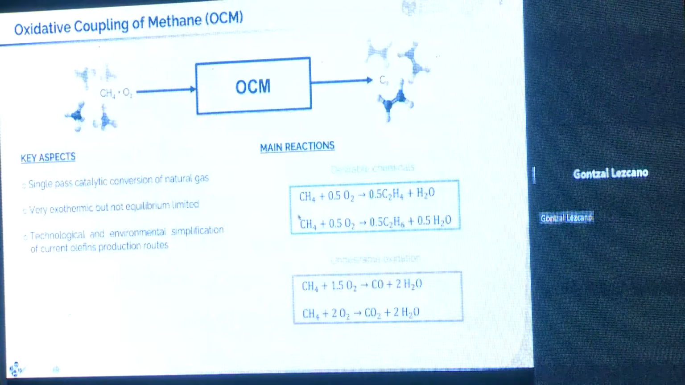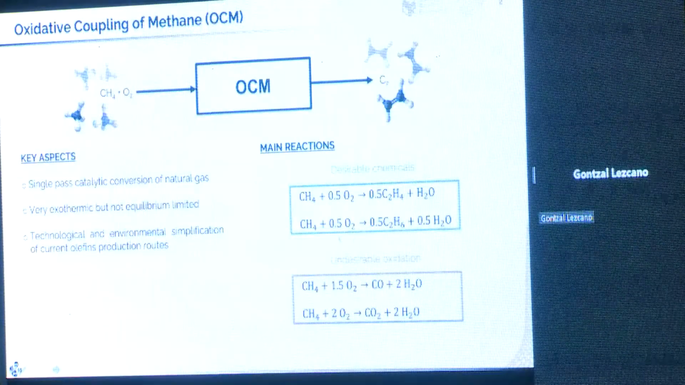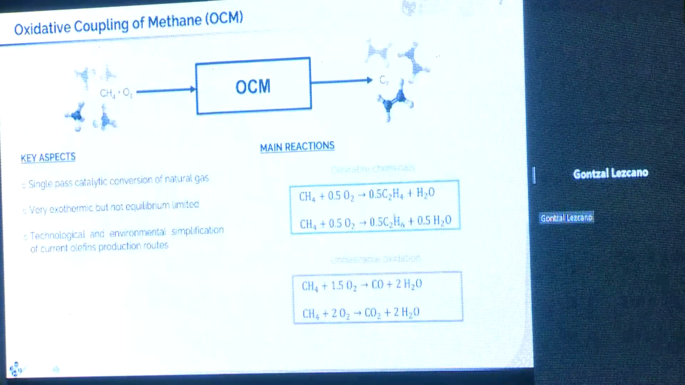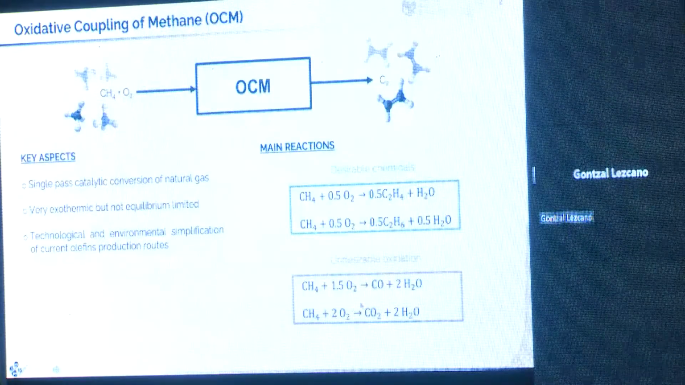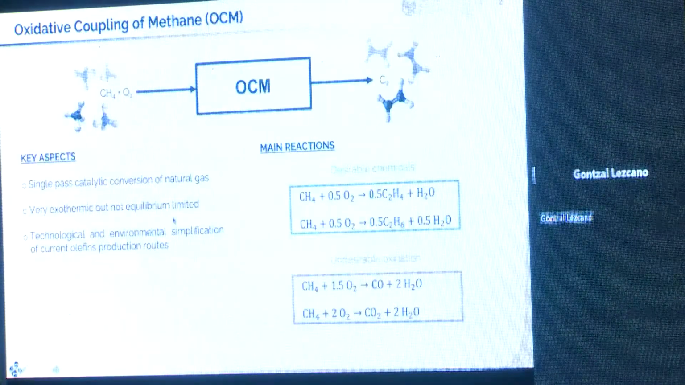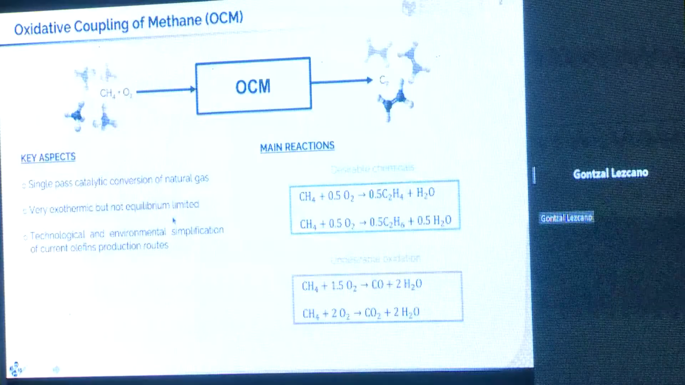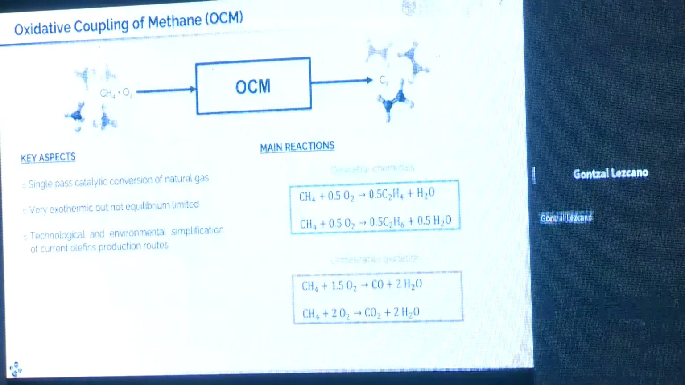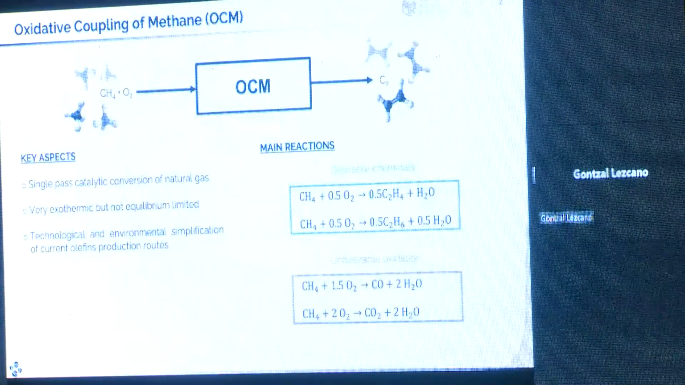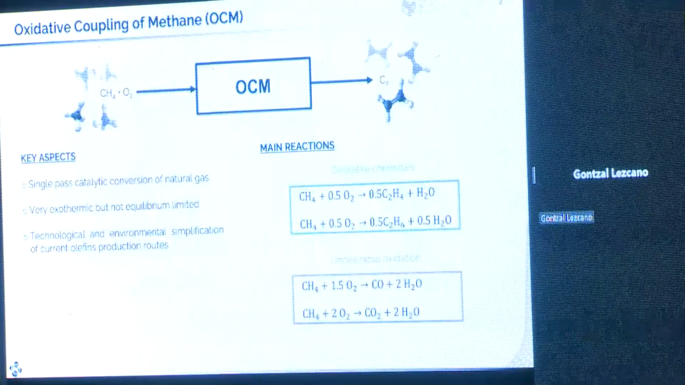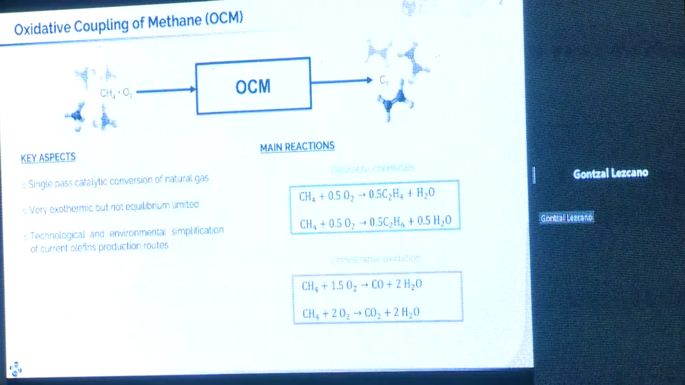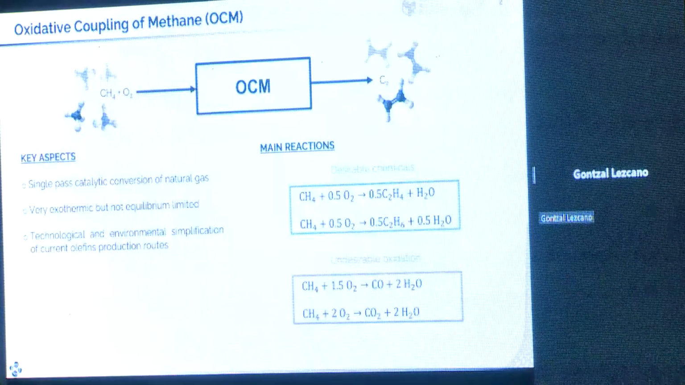The oxidative coupling of methane is a reaction that aims to convert methane into valuable C2 chemicals in a single pass. It's a very exothermic reaction, but it's not equilibrium limited, mainly because it's a partial oxidation. However, in this interplay of oxidation, the undesirable deep oxidation to CO and CO2 can also happen. The interest of OCM is basically replacing current production routes of light olefins, which is mainly steam cracking, and at the same time easing the conversion of methane to valuable chemicals, which is also done these days by very numerous and energy-intensive pathways.